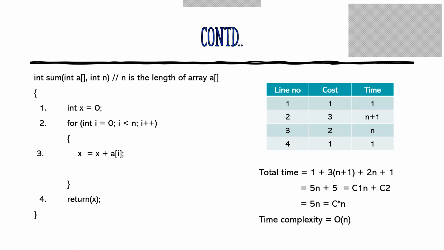So since there are 3 operations, the cost is 3. Then the time part. See, your for loop will run for n times, right? Every time it's comparing whether your i is less than n or not. So since it will run for n times, the time is n. Okay. Now this one extra is for the exiting condition.